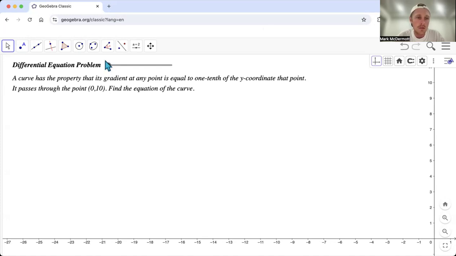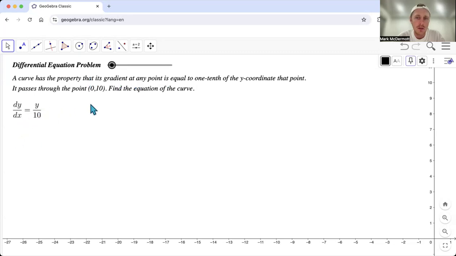So this is hopefully a pretty standard differential equation problem. I'm just going to use some of the properties we spoke about in some of the other videos. Hopefully you would be aware that you could set it up like this. So it says the curve has the property that its gradient at any point is equal to 1/10 of the y-coordinate. So you could say that dy/dx equals y on 10.